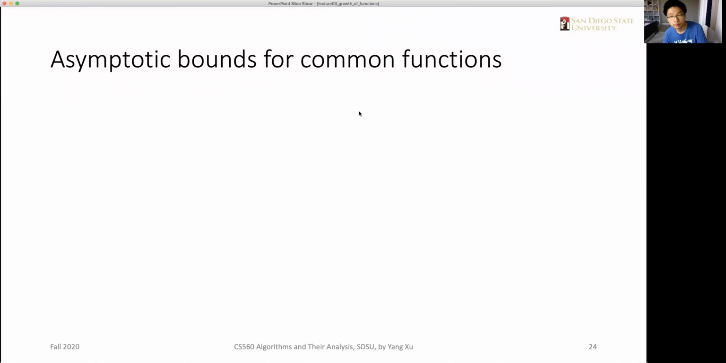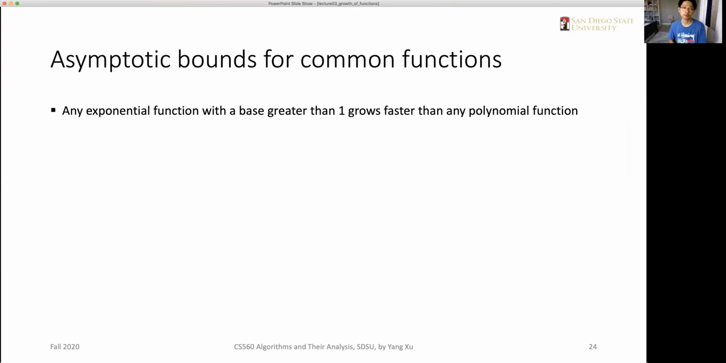Now we look at some asymptotic bounds for some common functions. So first of all, the exponential function. For any exponential function with a base that's greater than 1, it grows faster than any polynomial function. It's a very important relation that we need to basically memorize.